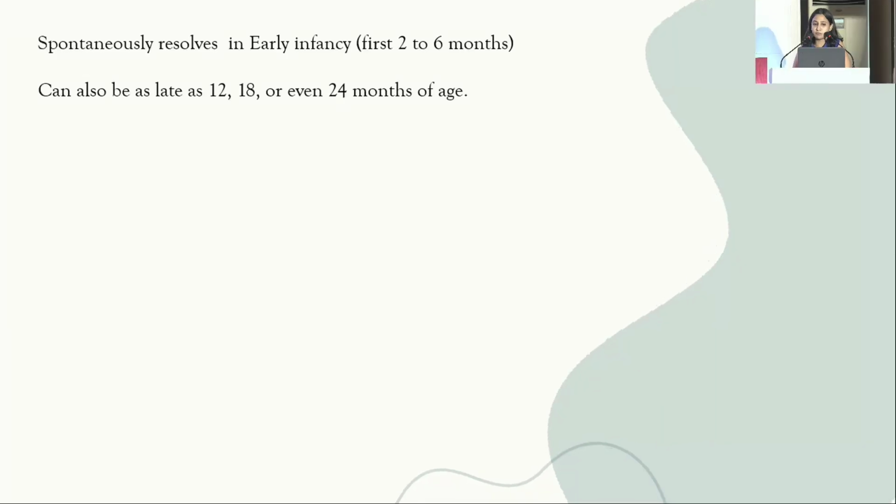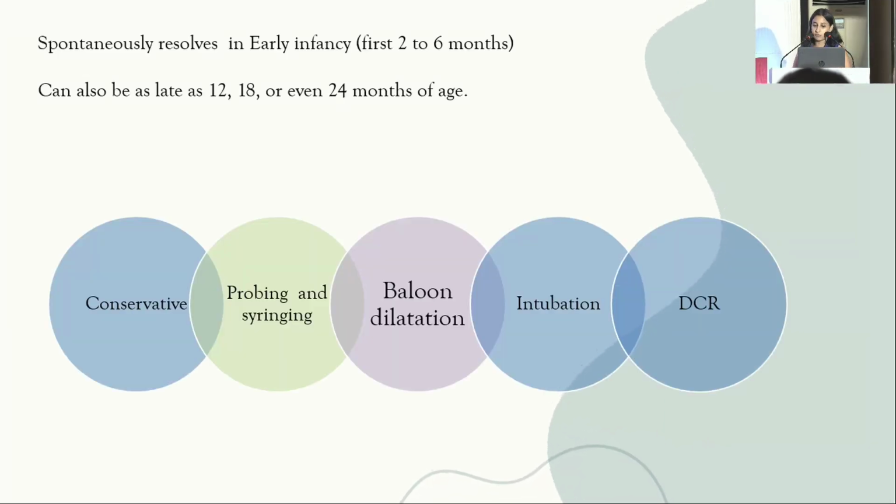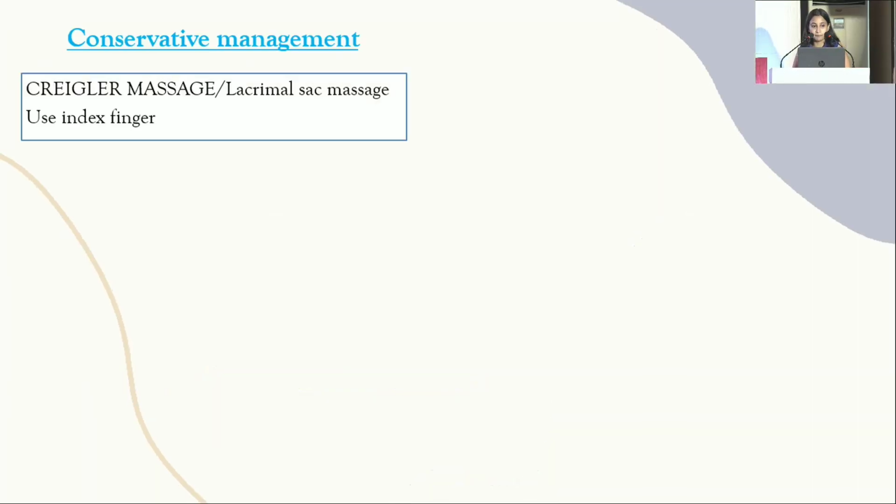Most of the cases resolve spontaneously early in infancy. If they don't, we have various management options which I'll be discussing one by one. First of all is the conservative management, in which we are not doing anything invasive. We just have to do a massage of the lacrimal sac area, which is known as the Crigler's massage. We take the index finger, we teach this to the mother. No role of the kid over here. Kid is small. We teach this to the mother. Take the index finger, press below the medial canthal tendon and move inferiorly.